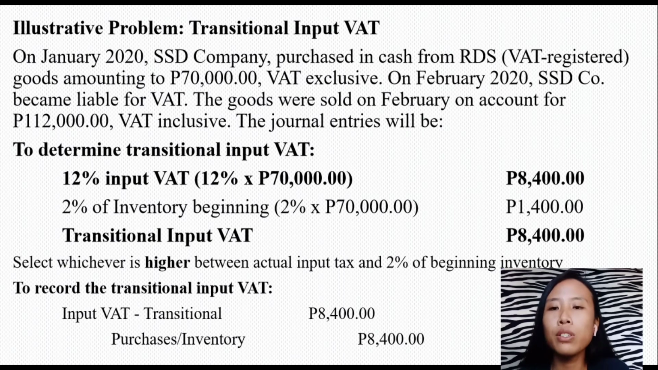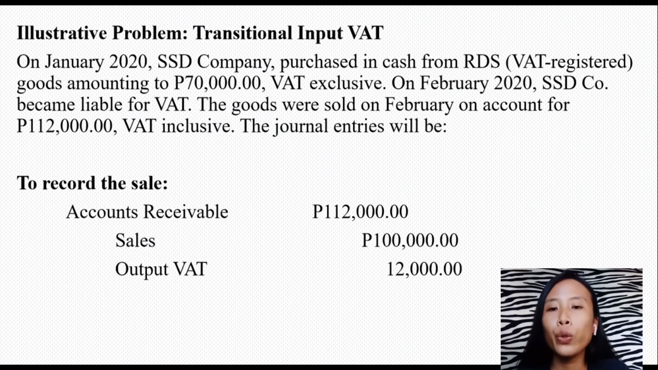To record the transitional input VAT, we debit input VAT, which is transitional, 8,400, and then credit purchases or inventory 8,400. To record the sale with output VAT, during which the entity is now VAT liable, we debit accounts receivable 112,000, and then credit sales and output VAT, which are 100,000 and 12,000 respectively.